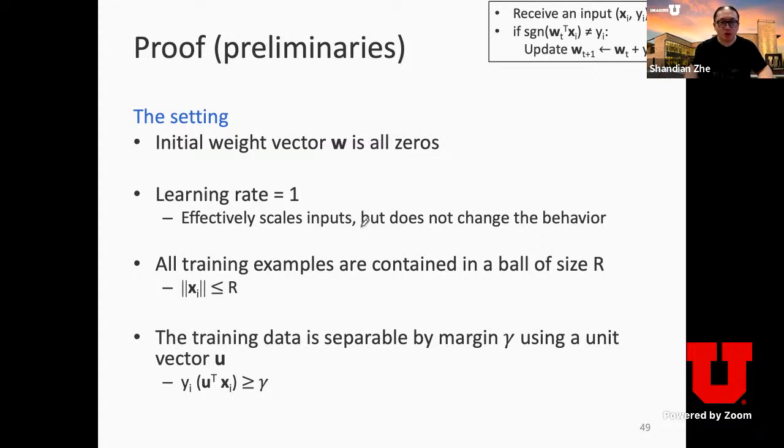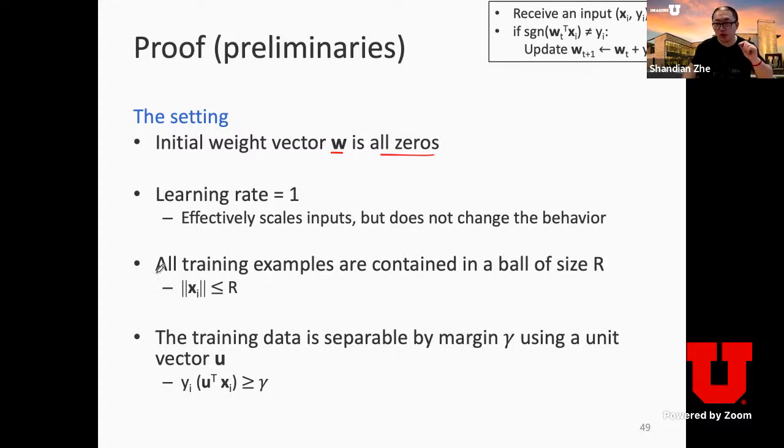So we first look at the setting. Initially, we set the v vector, and remember, this v vector also includes the bias parameter, to be the zero vector, all zeros. And for convenience, we just set the learning rate to be 1. But again, you can show the same conclusion by using an arbitrary non-zero positive learning rate. Perhaps it will be included in the homework: how do you extend that to include any constant learning rate? It effectively scales the inputs but does not change behavior.